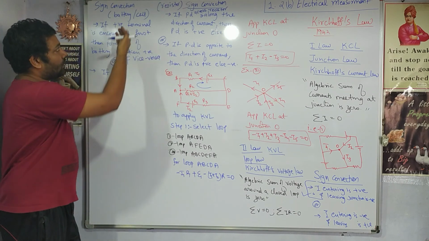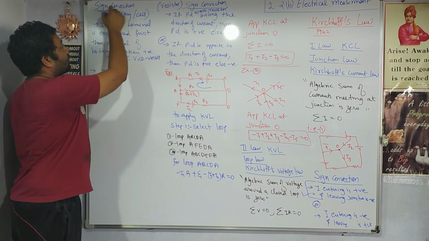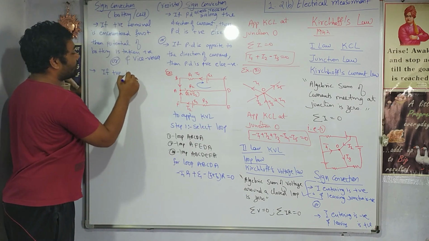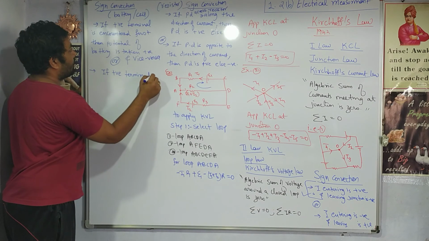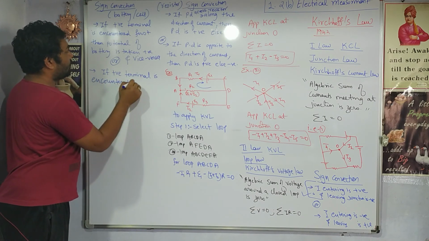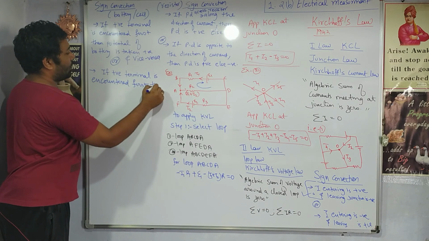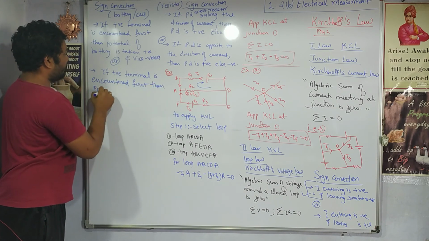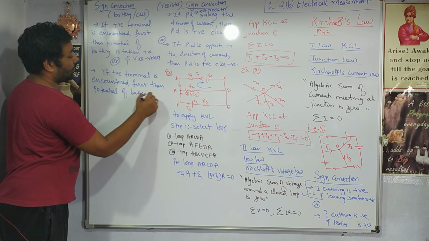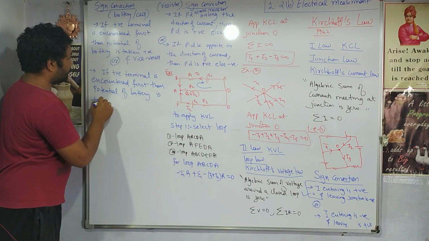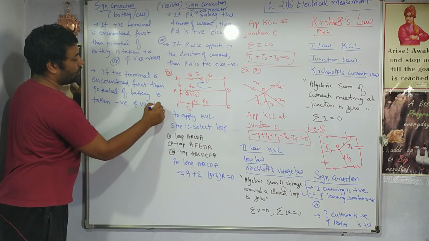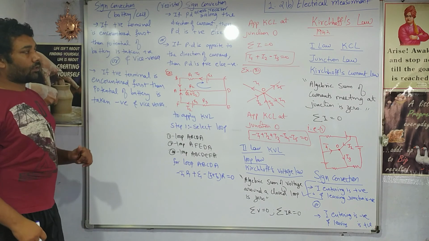The contradiction of this law will be: if the positive terminal is encountered first, then the potential of the battery is taken negative, and vice versa. Just the both are opposite of each other, right?